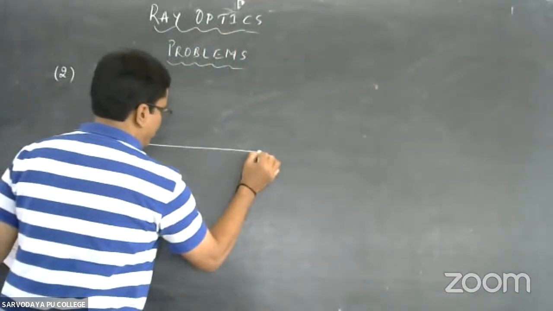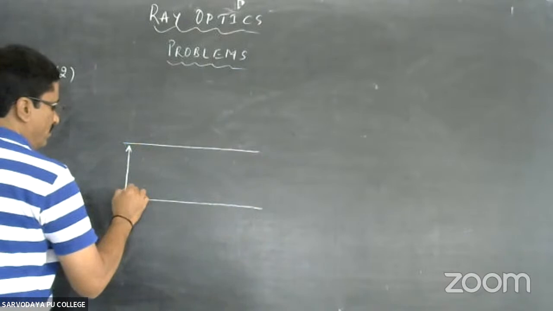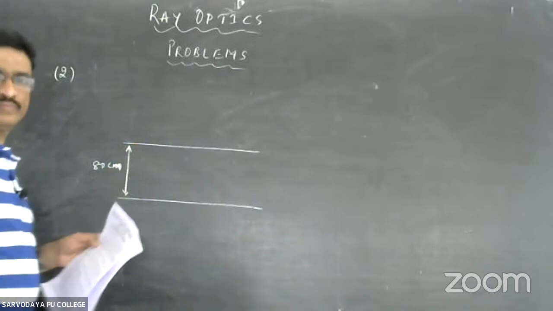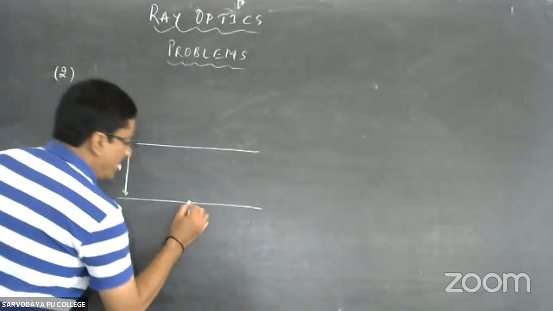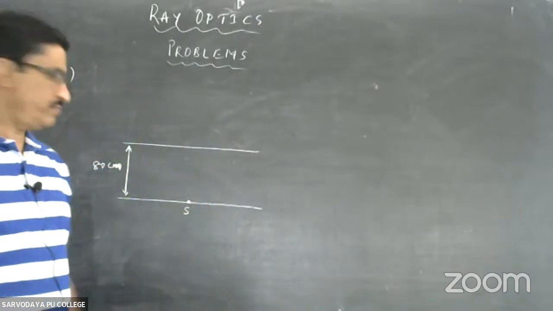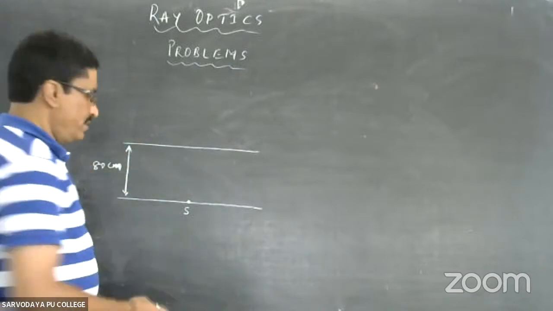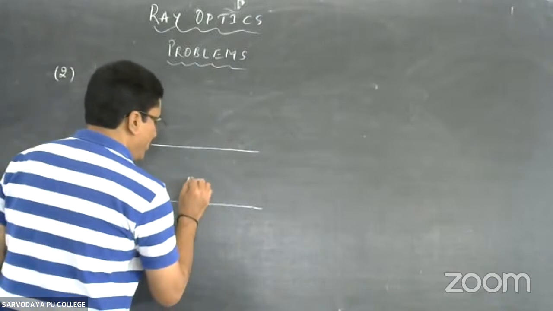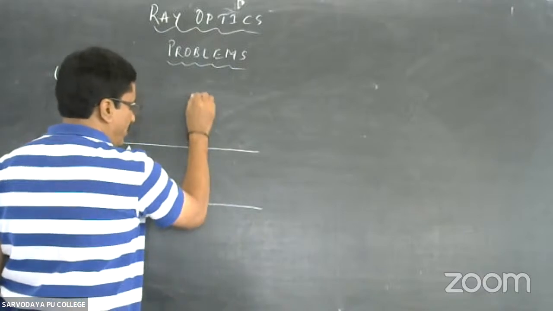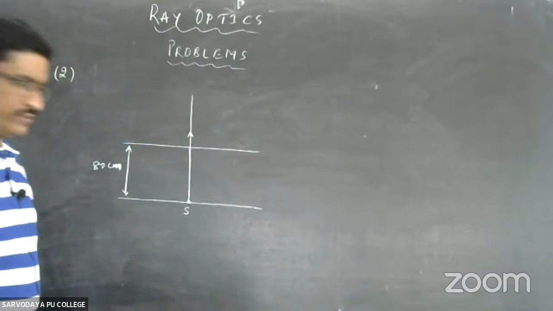Here is a tank, and this tank is containing water up to a depth of 80 centimeters. At the bottom, a source S has been placed, a point source. And once you consider a point source, it gives out light in all directions. Let us consider a ray of light coming from the source and traveling perpendicular and incident on the surface normally. Already have the idea? This one travels without any deviation because it is normal incidence.